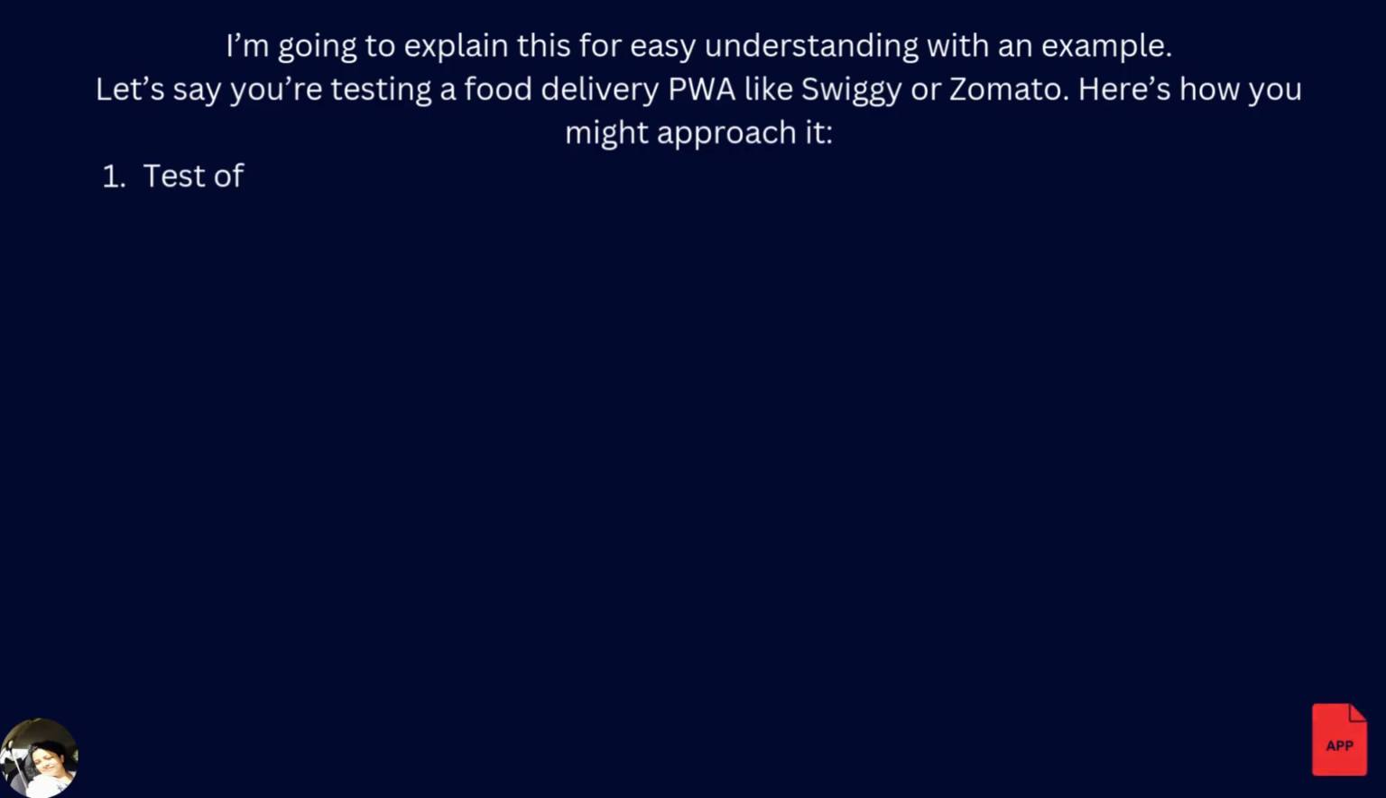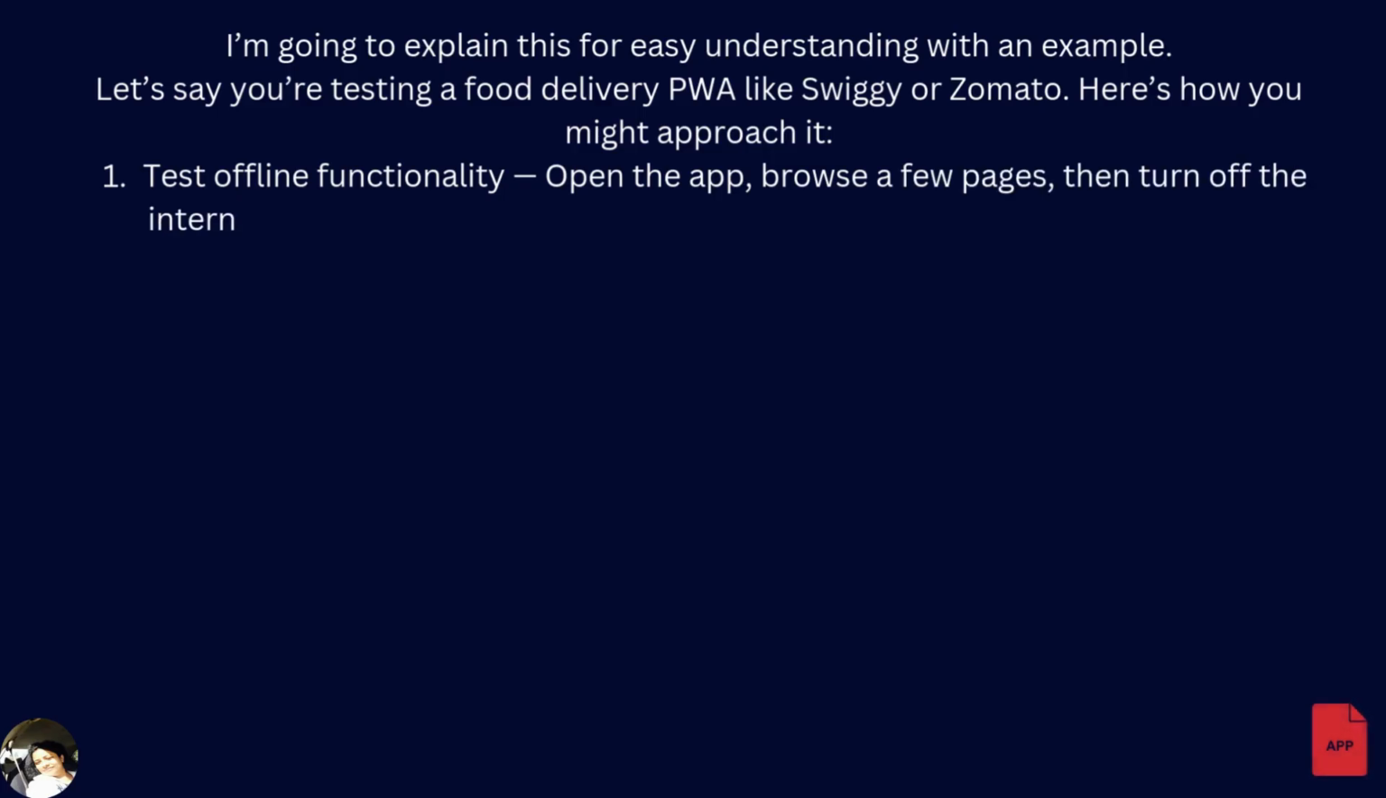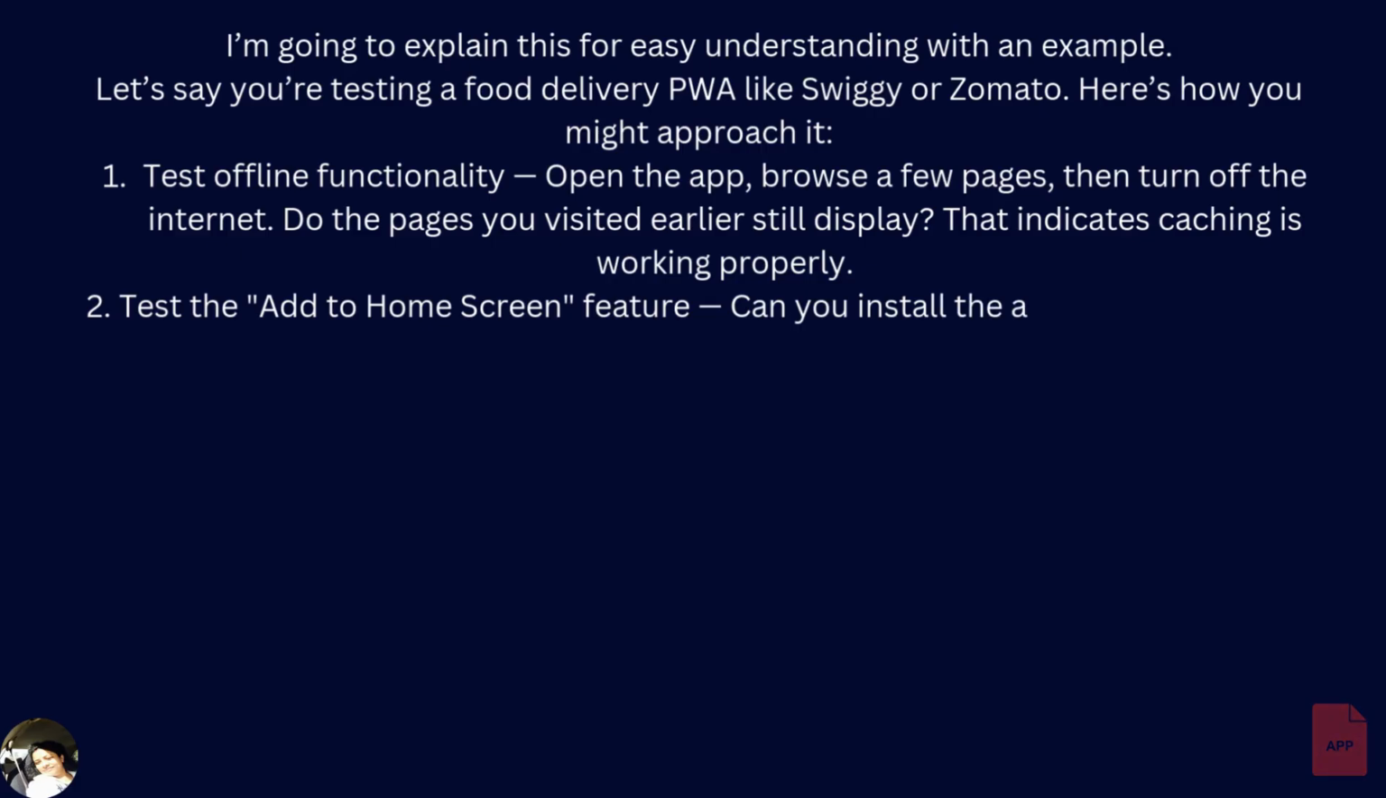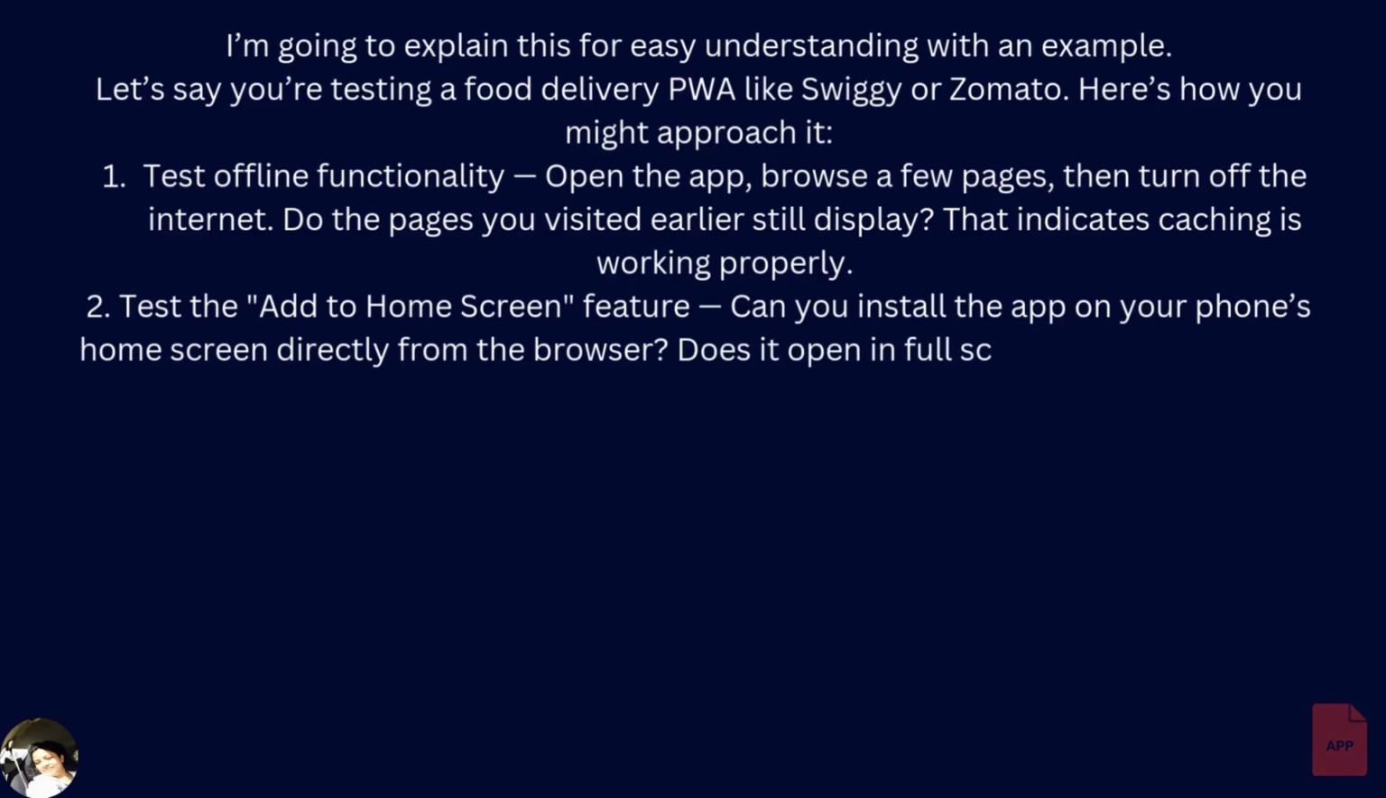First, test offline functionality. Open the app, browse a few pages, then turn off the internet. Do the pages you visited earlier still display? That indicates caching is working properly. Second, test the Add to Home Screen feature. Can you install the app on your phone's home screen directly from the browser? Does it open in full screen like a native app?